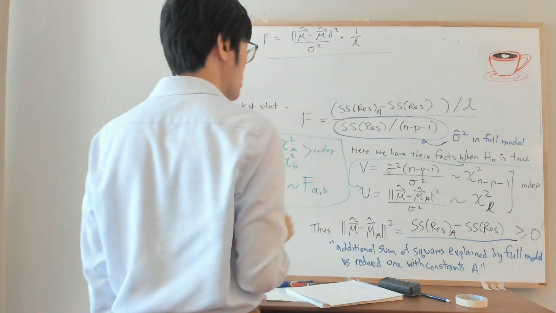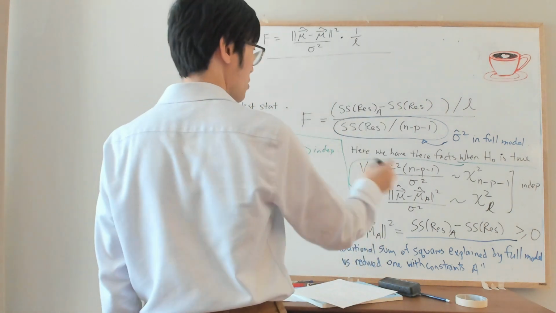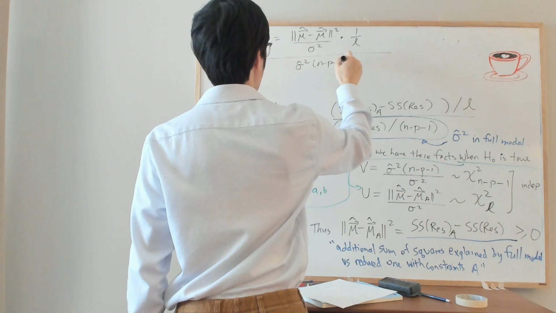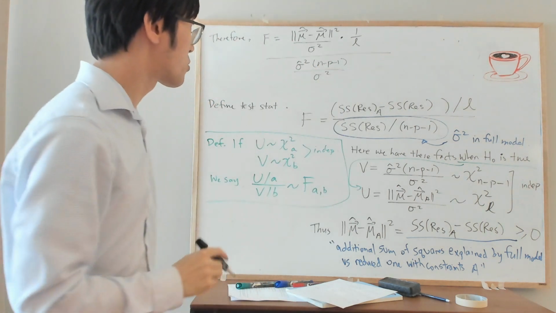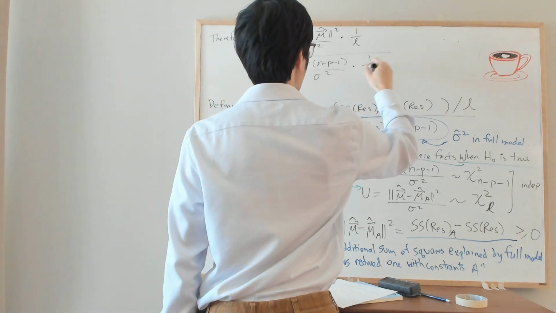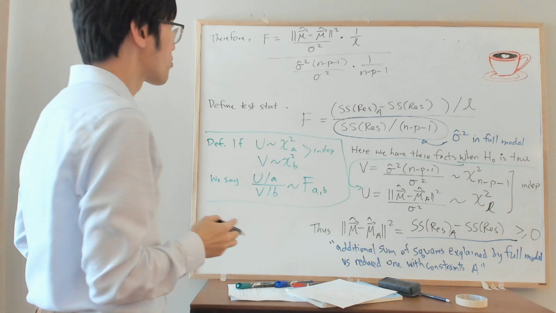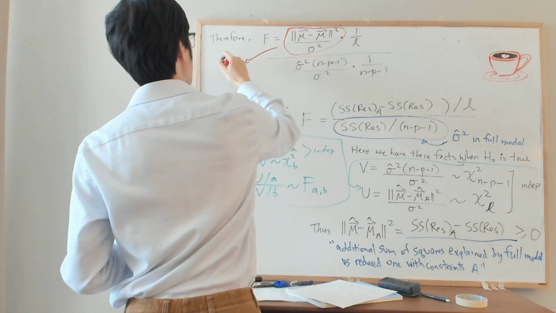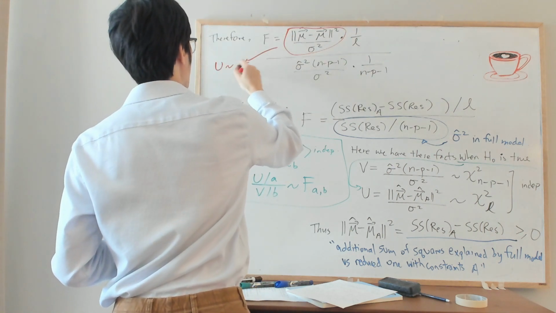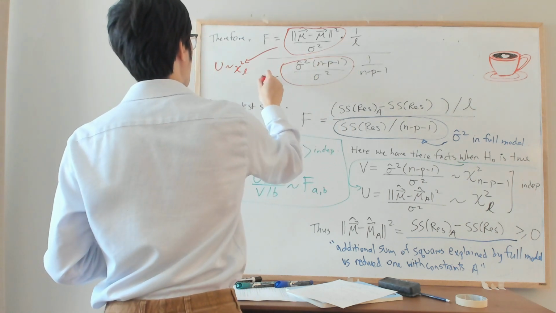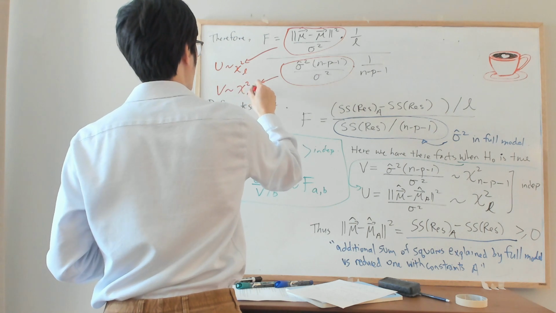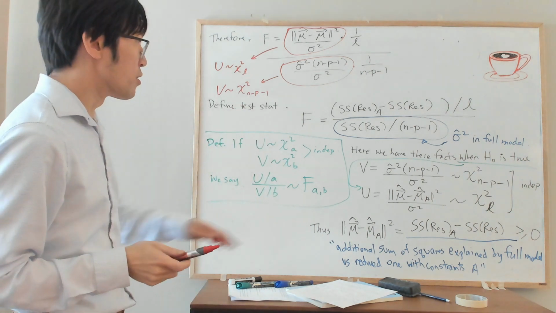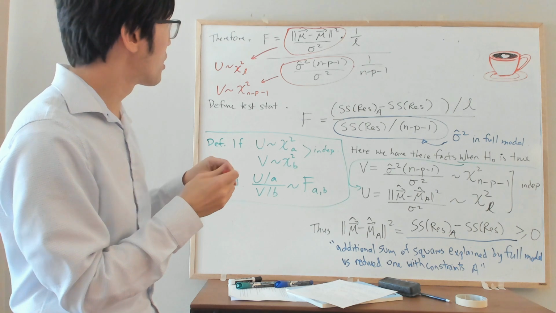And in the denominator, I'm going to do something similar. I'm going to use this chi-square, sigma squared hat times n minus p minus 1 over sigma squared. Okay, so that's my chi-square. I'm going to divide by its degrees of freedom. Okay, and so now this top part is u, chi-squared L, and this bottom is v, chi-squared n minus p minus 1. And then use independence.